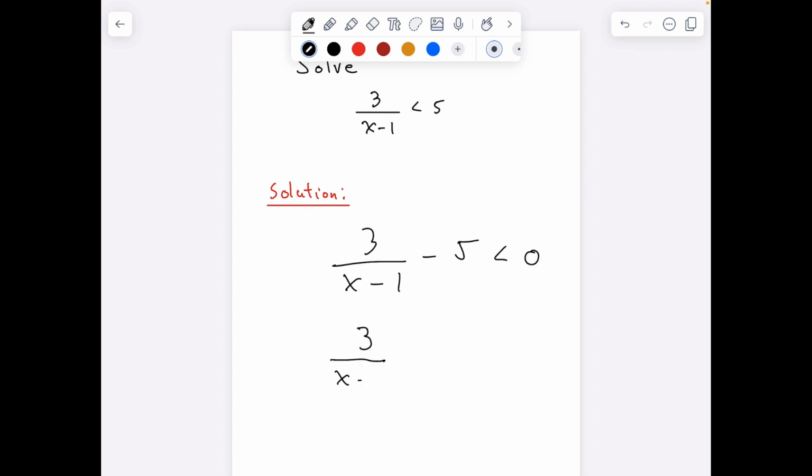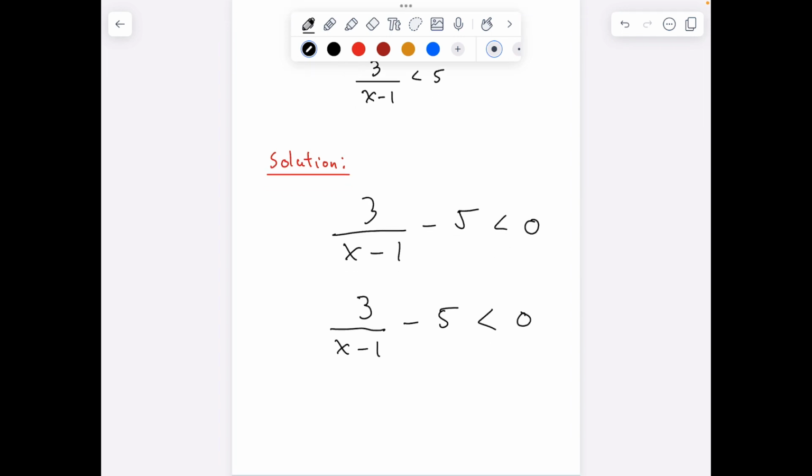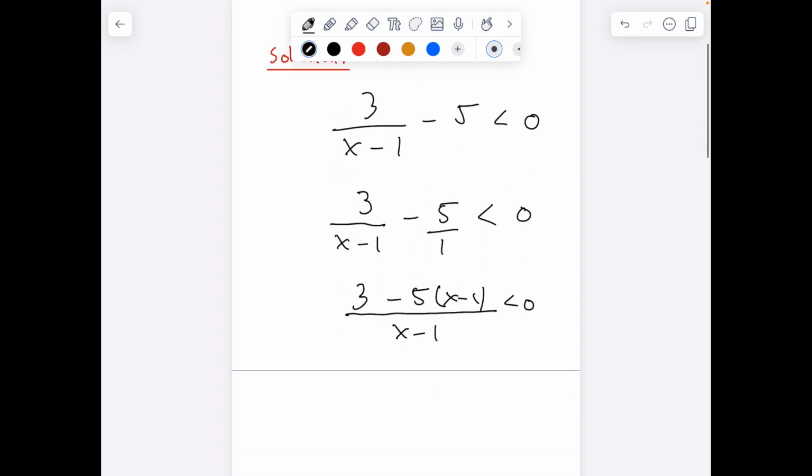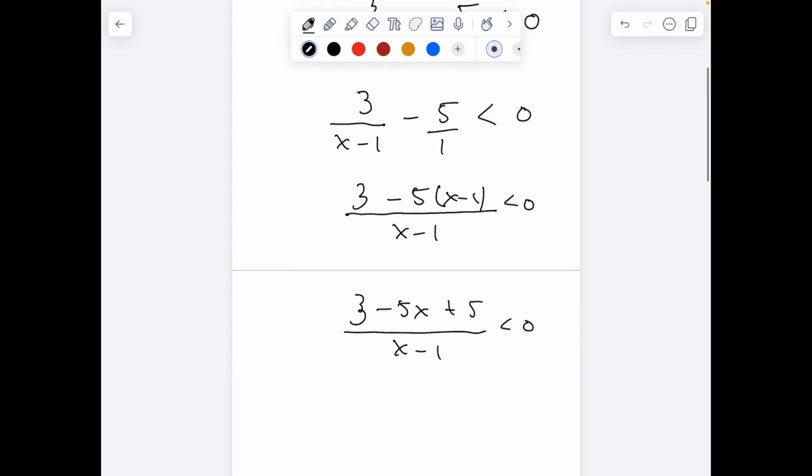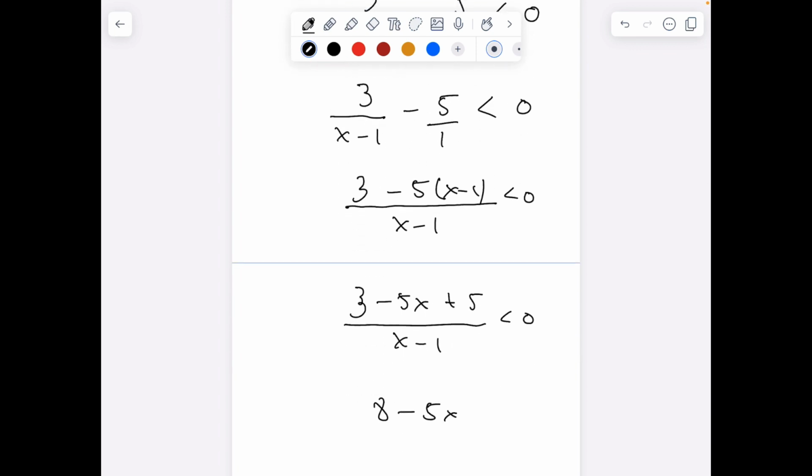And what I'm going to do with this expression is get a common denominator. So that's your next step: you move everything over to one side, and you get a common denominator. In this case, it's x minus 1. And where I have the 5, I'm going to multiply both the top and the bottom by x minus 1, and put that all over x minus 1. This comes out to 3 minus 5x plus 5 over x minus 1 is less than 0, or 8 minus 5x over x minus 1 is less than 0.